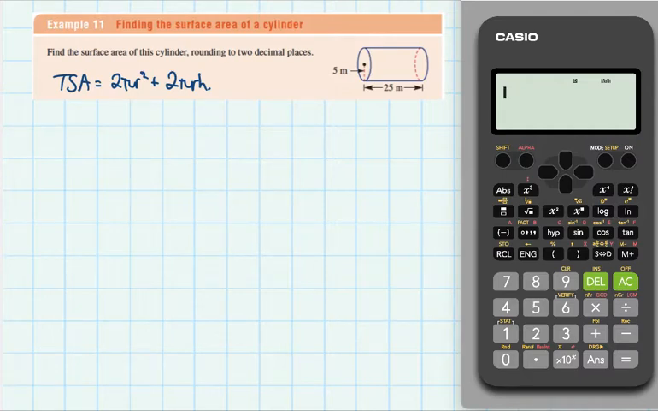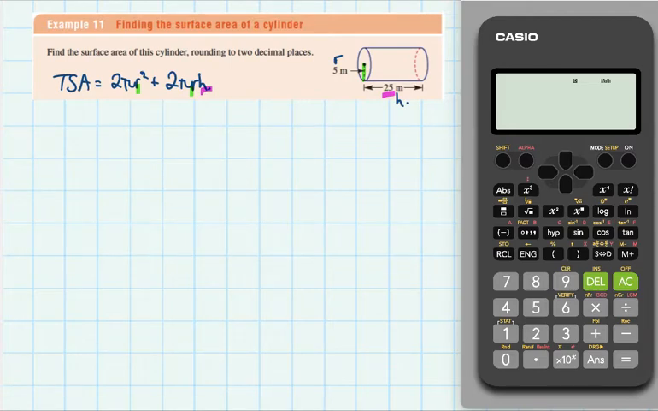Now in the example, we need to identify our R and our H. Okay, so let's have a look. Well, R is the radius, and we can see that this part here must be the radius. Therefore, R must be 5. The height of this cylinder, which is lying on its side, is still the height, 25. So we've found our radius and we've found our height.